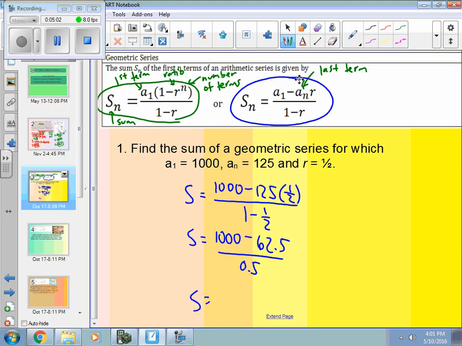Before we divide, we simplify both numerator and denominator. So that's going to be 937.5 divided by a half. And if you divide that out, that should give us our total. And it ends up that it's 1,875 would be the sum of all the terms of this series.